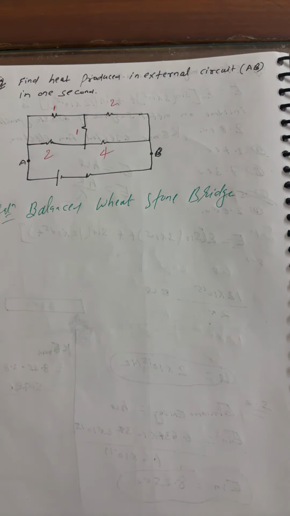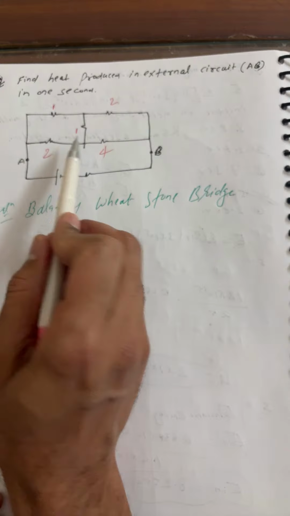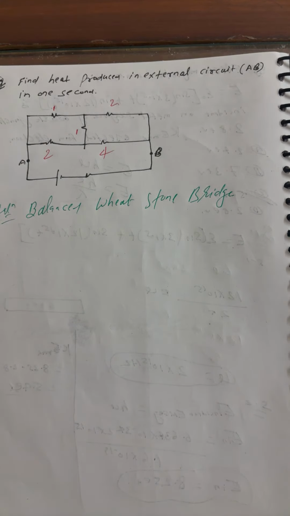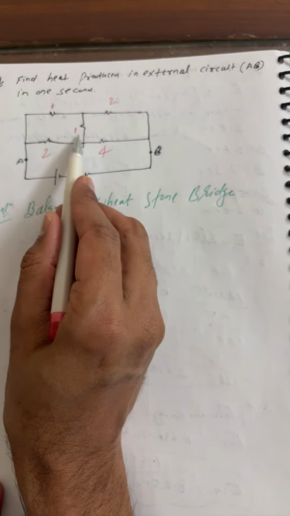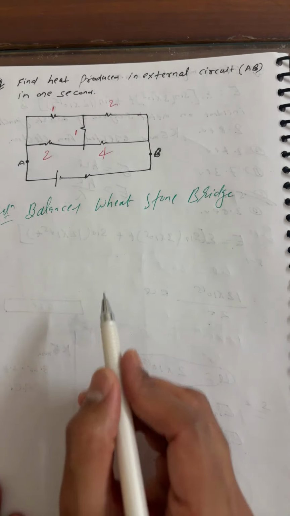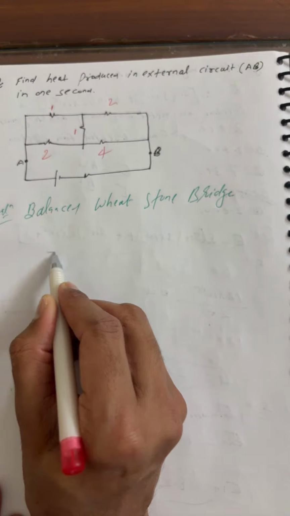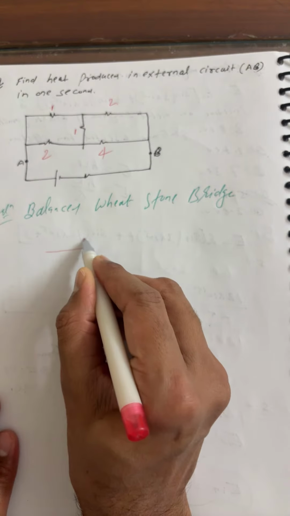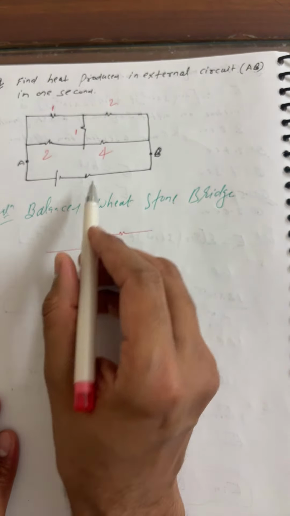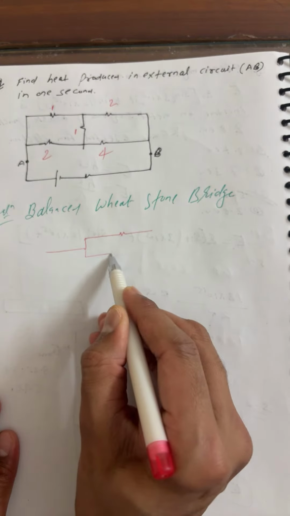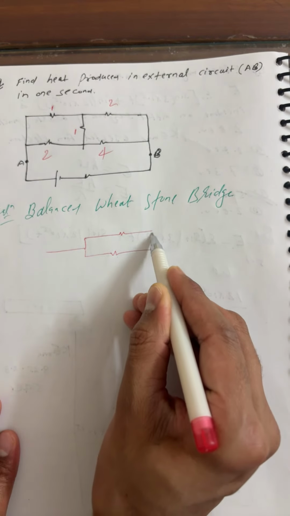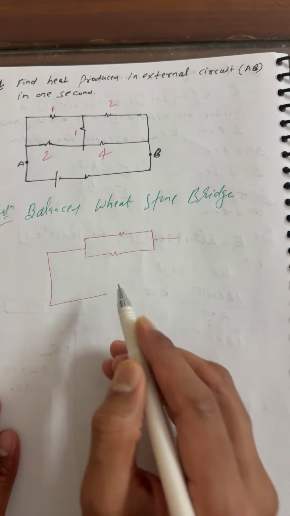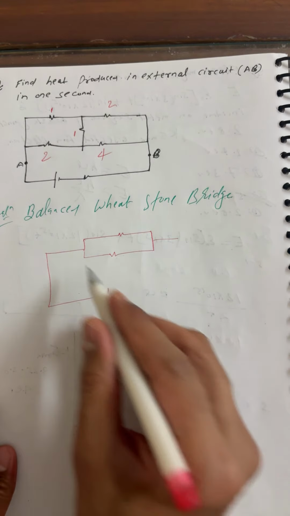What is the condition of balance? The product of diagonal resistances is equal. So 4 ones are 4, 2 twos are 4, 4 only. So here there is no use of this 1 ohm. You can simplify your circuit. 2 and 1 is 3, these two are in parallel. So this is 3 and 4 and 2, again in parallel. So you can write this as 6.